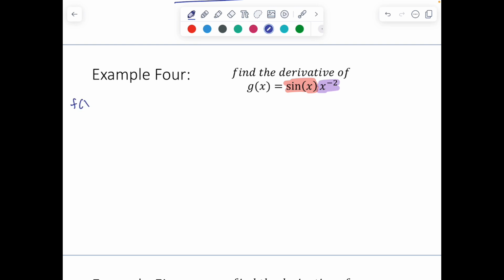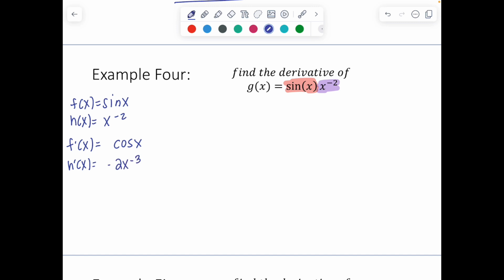I'm going to call the first function f of x. And then I'm going to call my second function h of x because g of x is the name of the entire function, so I don't want to get anything confused. So then f prime of x is cosine of x, right? I always forget the derivative of sine. I always forget which ones are negative and which ones are positive. So let me confirm this real quick. Okay, yeah, the derivative of sine of x is cosine of x, but the derivative of cosine of x is negative sine. And then h prime of x is going to be negative 2x to the negative 3 power.